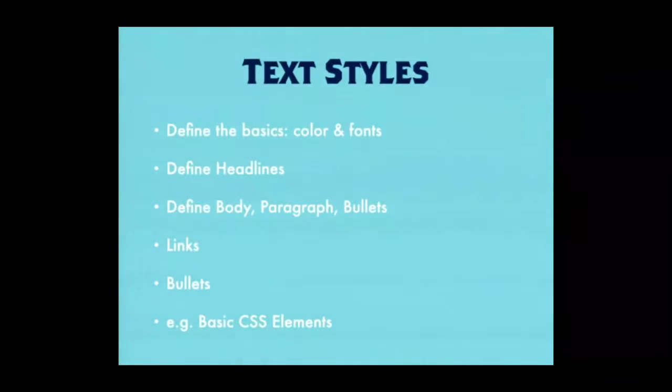So we wanted to find things like, first we want to start out with your basic colors and fonts you're going to use. If you use something like style tiles, this is probably something you'd start out with, and then you work towards your style guide. Then you want to define things like headlines, body, paragraph, main content, links, bullets, other basic CSS and HTML elements.